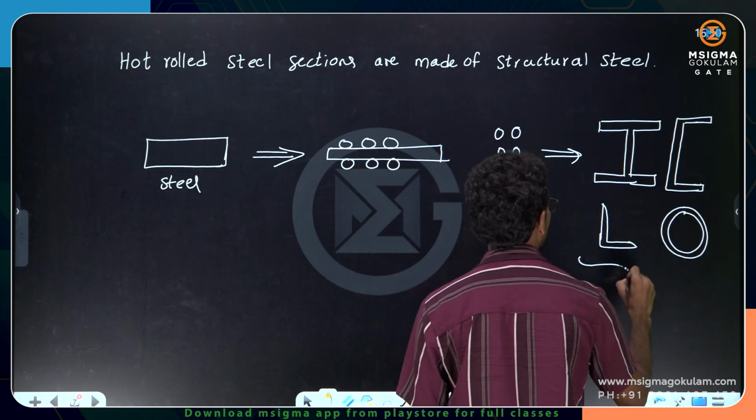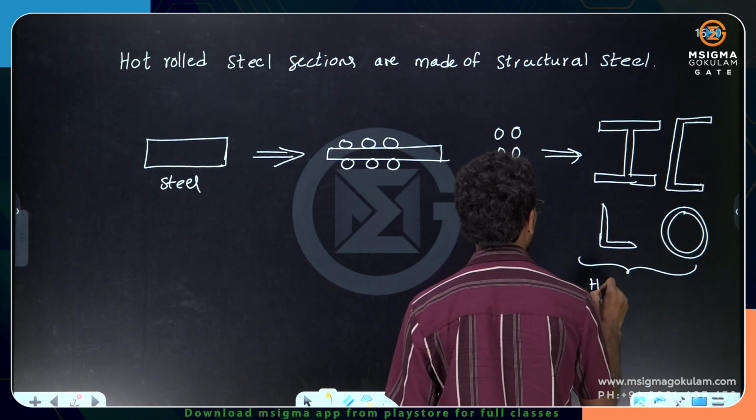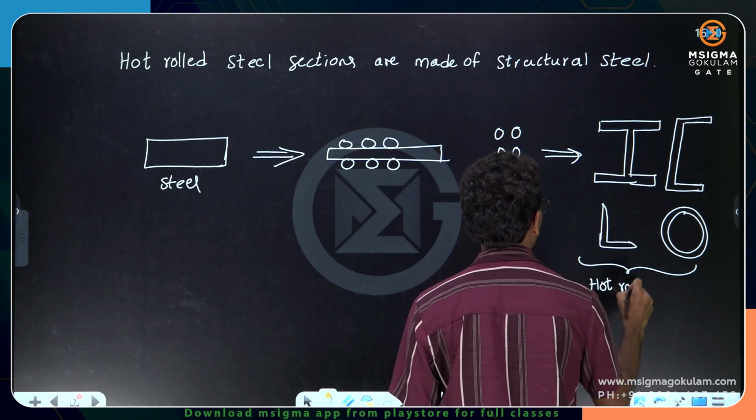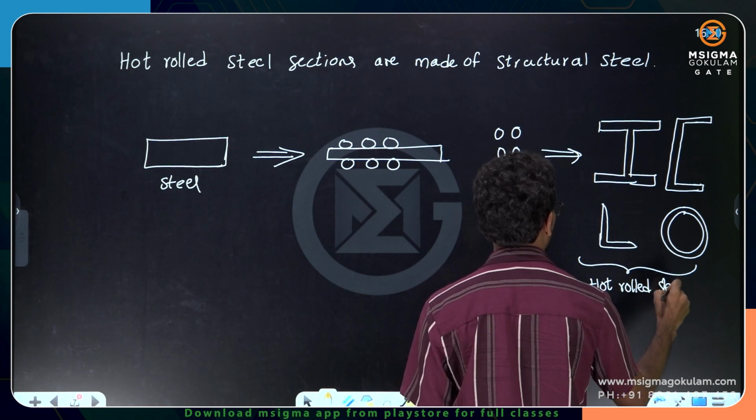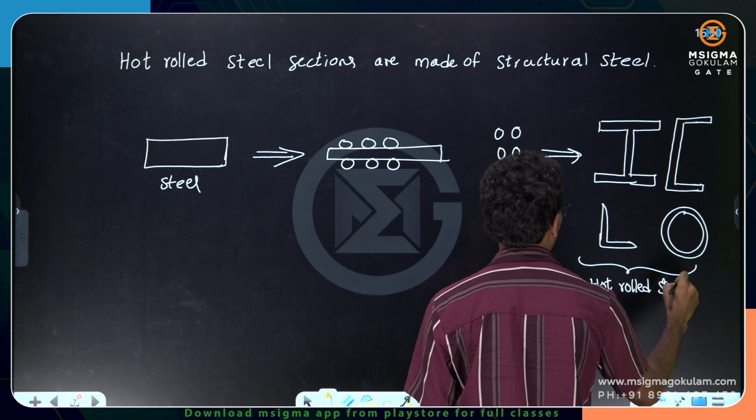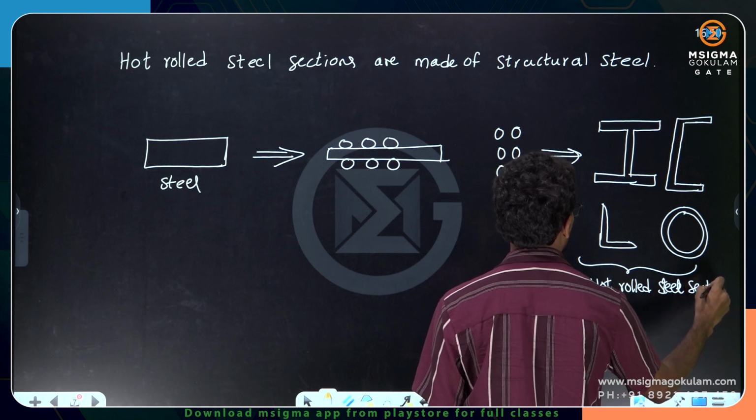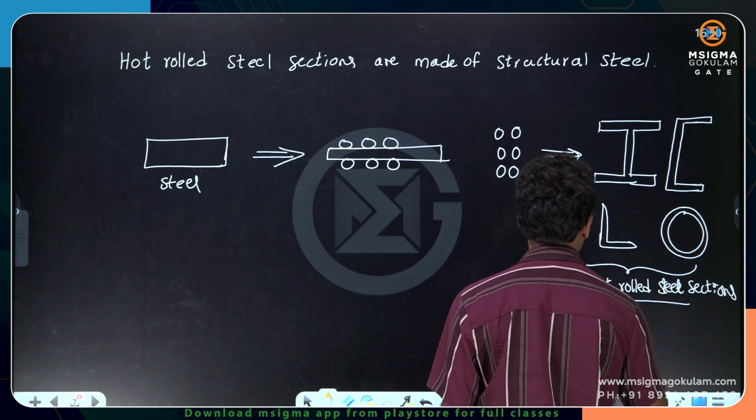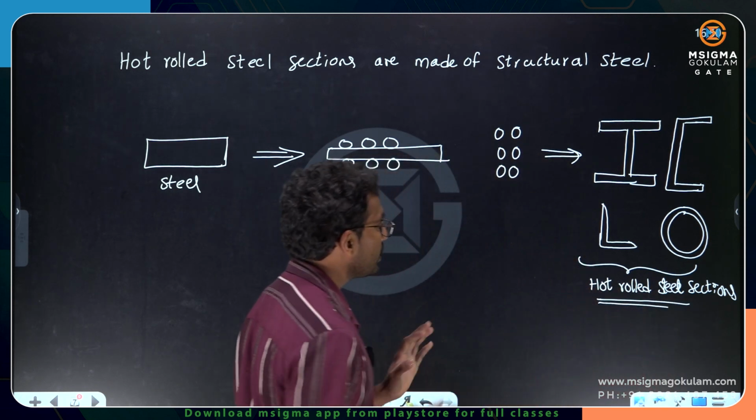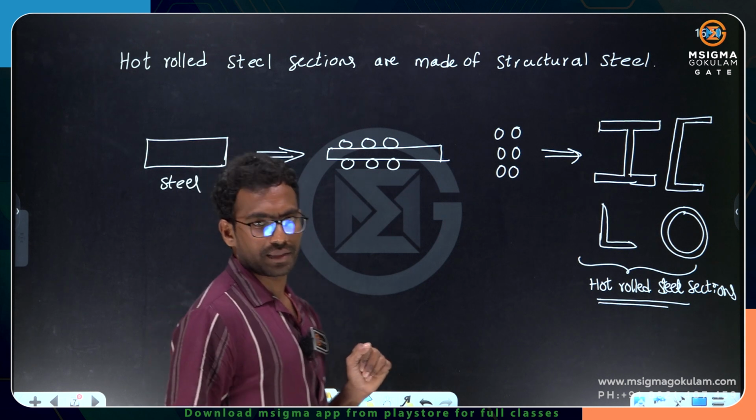So all these things are essentially what we call hot rolled steel sections. These hot rolled steel sections we are going to use for the construction of steel structures.